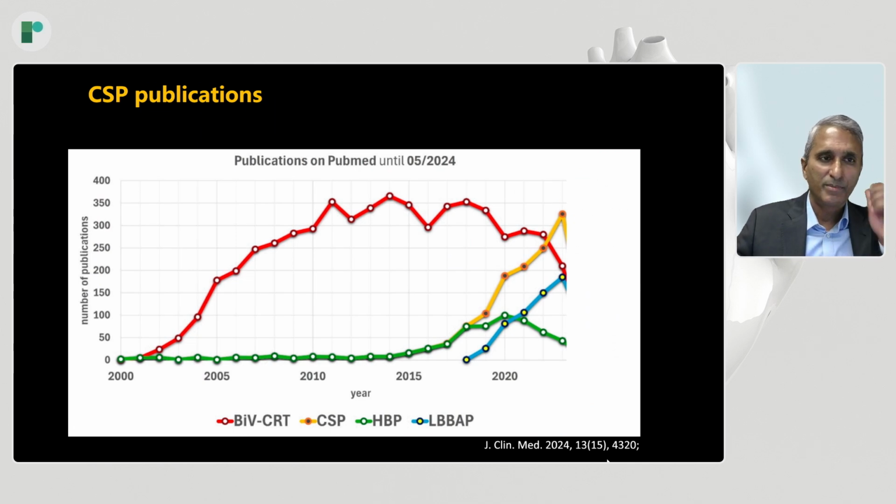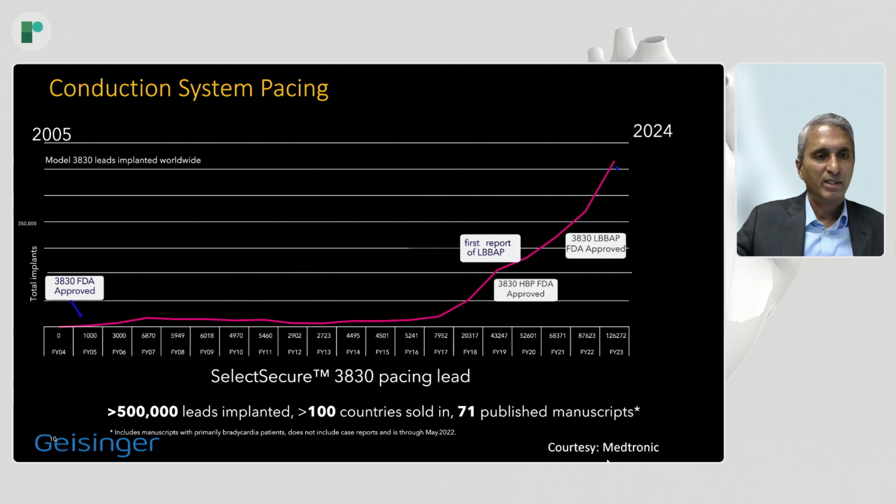We can see the number of publications on conduction system pacing has significantly increased over the years, and both left bundle branch pacing and his bundle pacing have significantly contributed, such that the level of publication is now outpacing any biventricular pacing related literature. Just looking at the Medtronic 3830 lead alone, you can see the use has skyrocketed in the last 5 years. I think it's more than 600,000 leads implanted, and a similar increase in use of other stylet-driven leads will be seen fairly quickly.